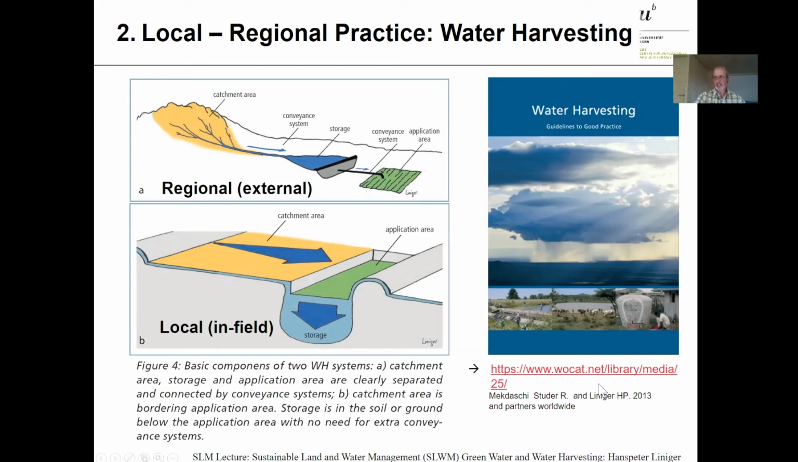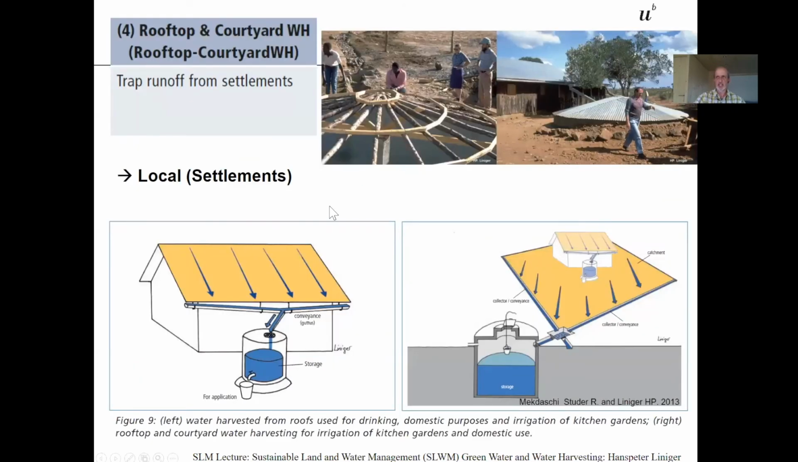All these practices are very nicely documented in the book that we put together a few years ago with a number of different partners worldwide. You can have a look at it and see it well illustrated. So the first system we would like to look at is the runoff from rooftops, or from courtyards, that we are harvesting in tanks. This is what is called the rooftop or courtyard water harvesting system.